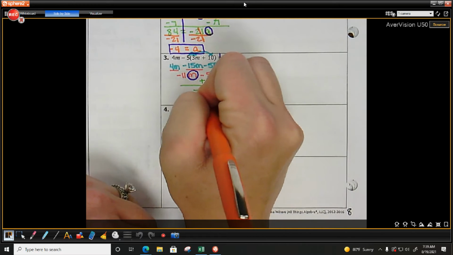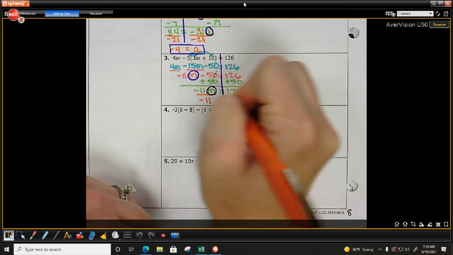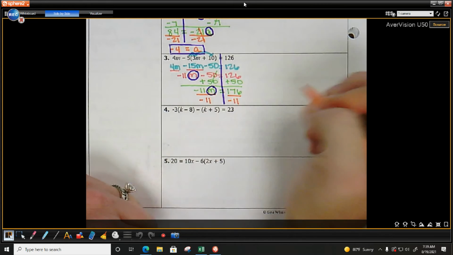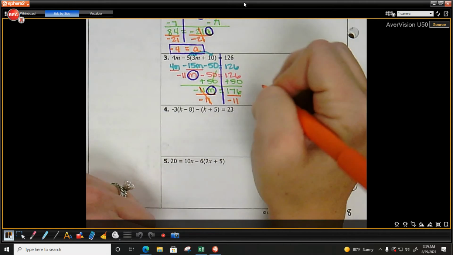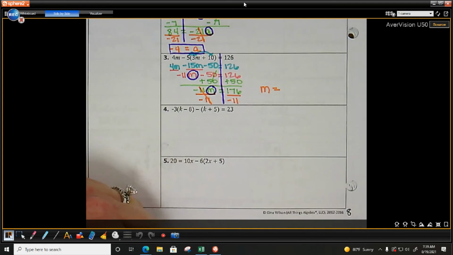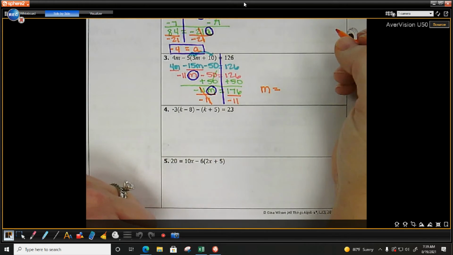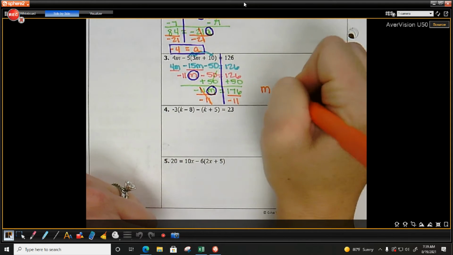What do I do to get m by itself? Divide by negative 11. Remember, when we multiply and divide, we keep the sign, whether it be positive or negative. Negative 11 over negative 11 cancel, and I get m equals negative 16.